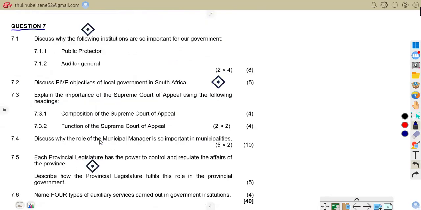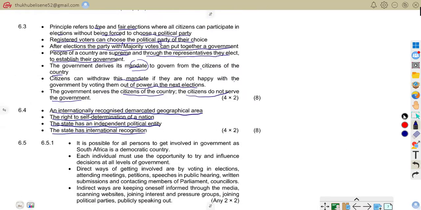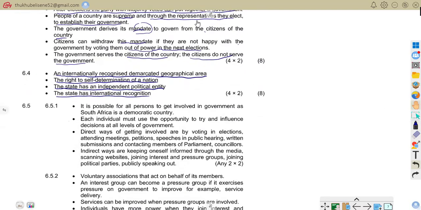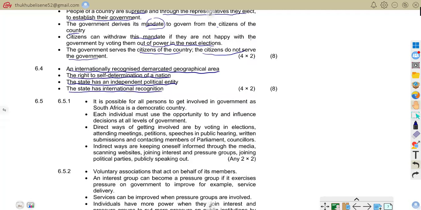So now we are to go and answer it. That is our 6.5.1. Remember we are talking about the role players, whereby now we are talking about population, individuals, and citizens. So we want to know the ways of involvement in government, that is, ways people get involved in the government. 6.5.1 says it is possible for all persons to get involved in government as South Africa is a democratic country. So in a democracy, everyone has the right to participate.